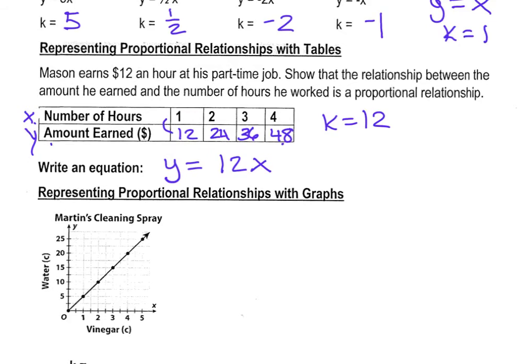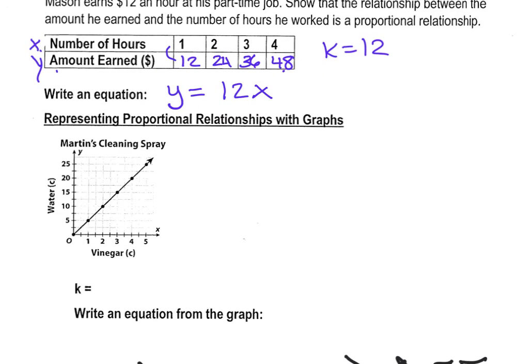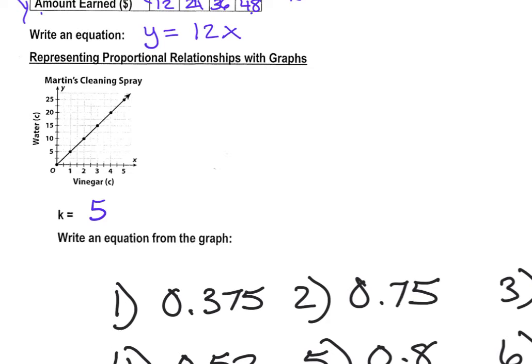Okay, we have Martin's cleaning spray. 1 cup of vinegar for how many cups of water? 5. So what is our constant of proportionality? 5, right? And then what would our equation be? Y equals 5x. Okay? So you need to be able to see it from tables or graphs. So let's go ahead and do our guided practice on page 74.